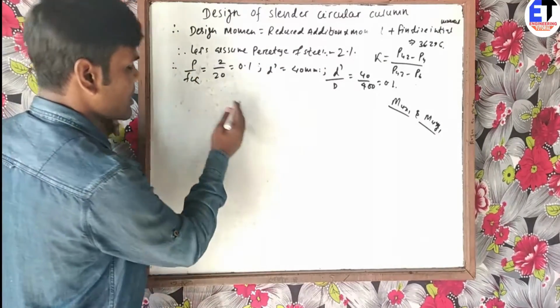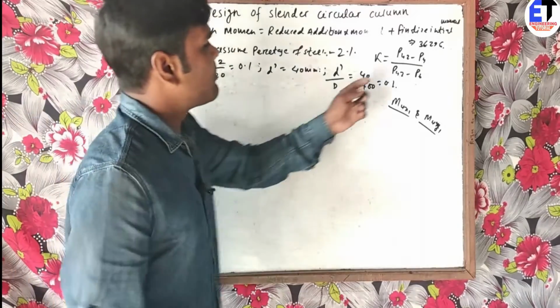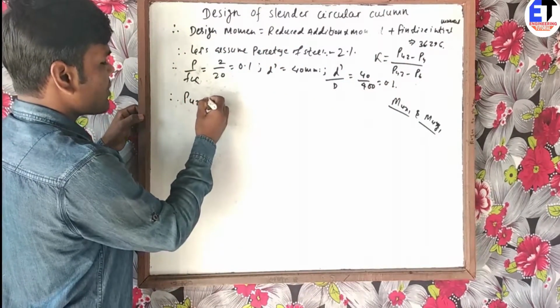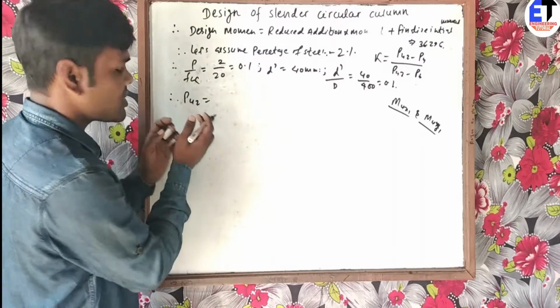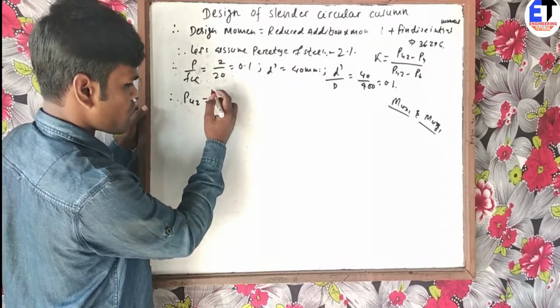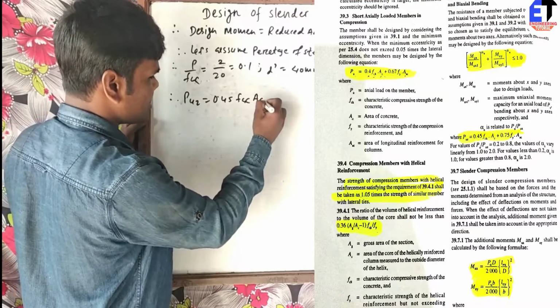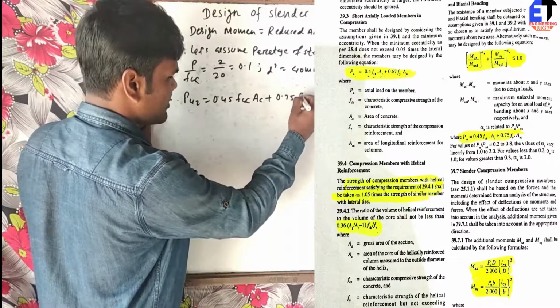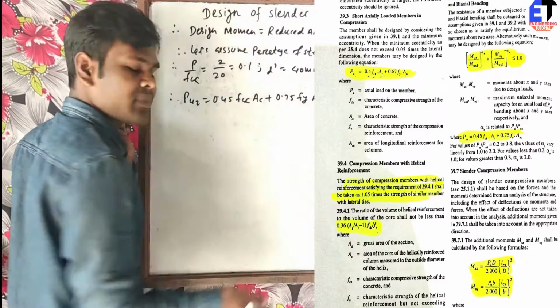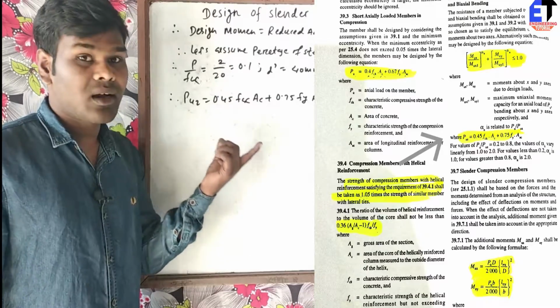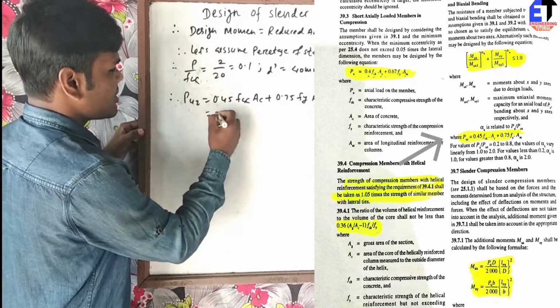So let's see what the expression for Puz is. Here the IS code has given us Puz. The expression for Puz is 0.45 fck Ac plus 0.75 fy Asc. I am showing the picture of that formula. Look at the picture and you can analyze.